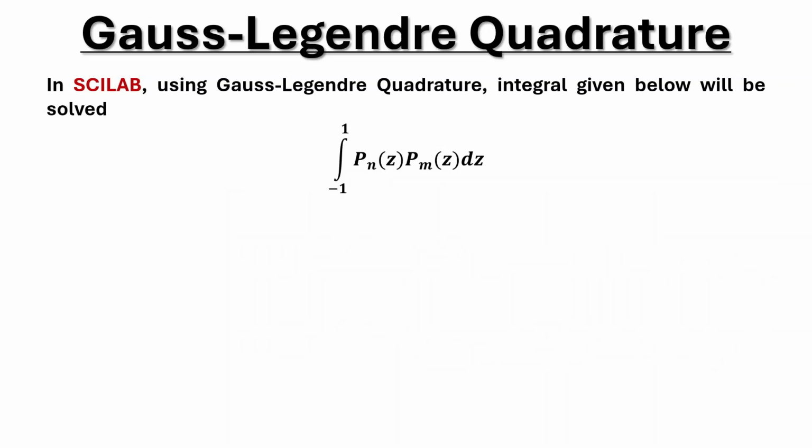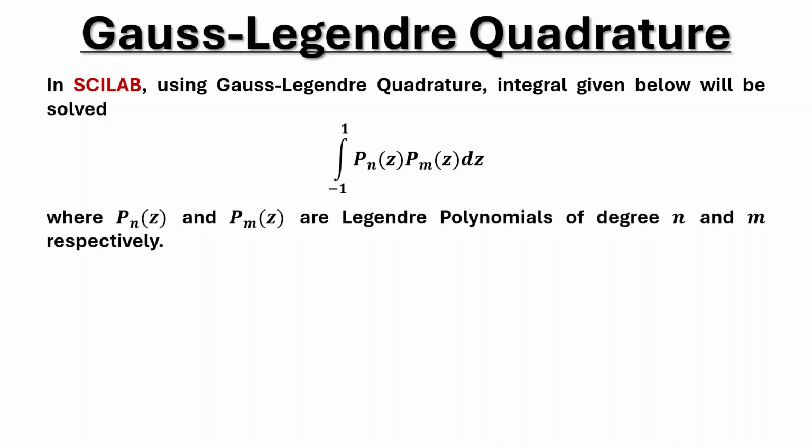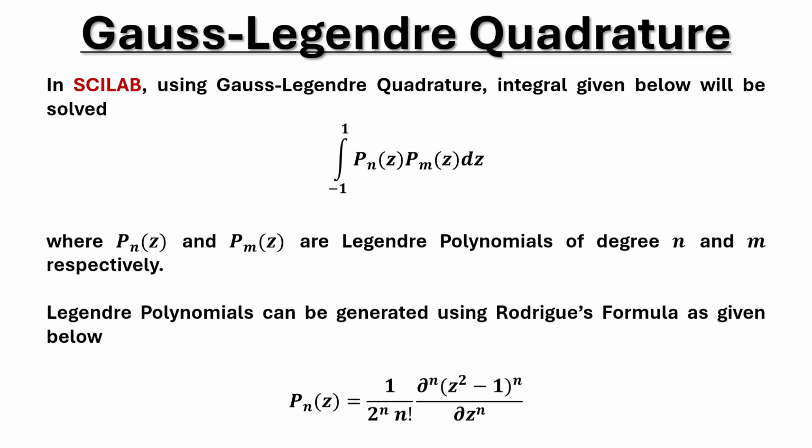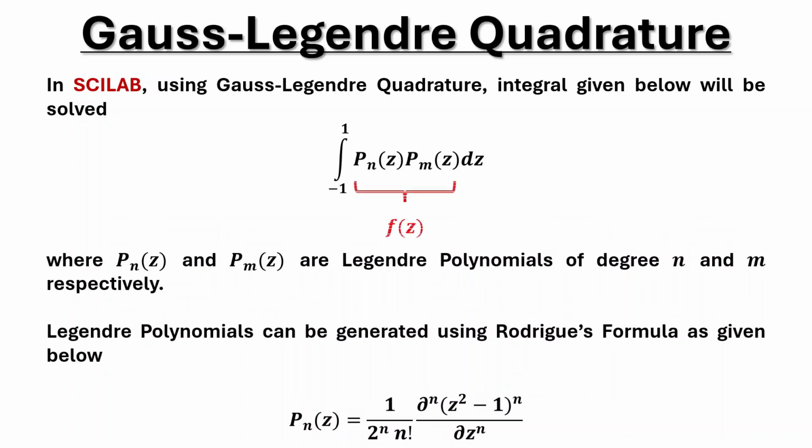In Scilab, using Gauss-Legendre Quadrature, the integral given below will be solved, where Pn of z and Pm of z are Legendre polynomials of degree n and m respectively. Legendre polynomials can be generated using the Rodrigues formula as given below. Here, the product of Pn and Pm will be considered as f of z.